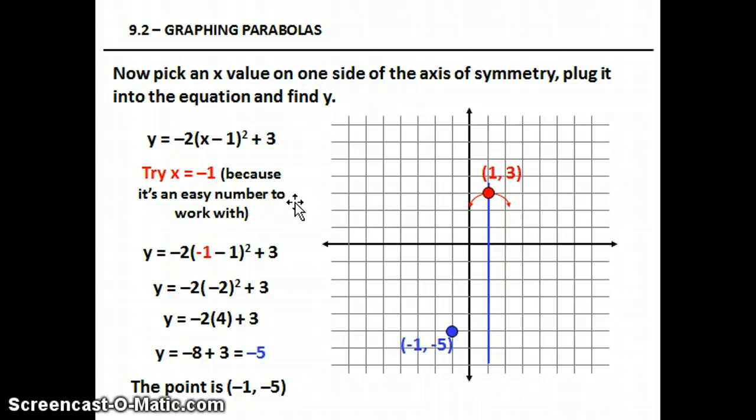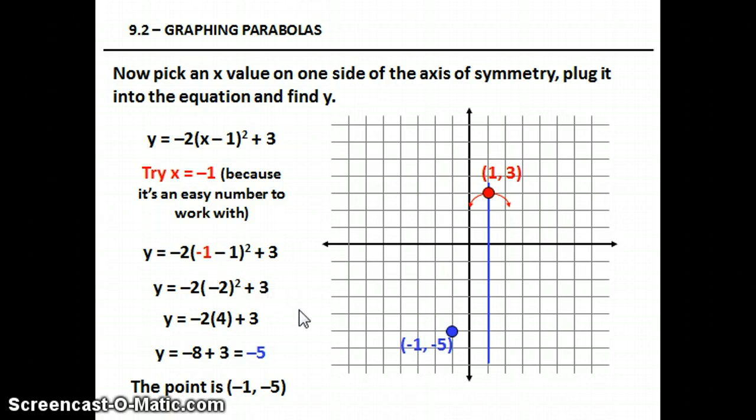Sometimes you can't do that. Sometimes, if your vertex is way over here, you won't be able to pick 1 or -1. Pick one about 2 or 3 units away from your vertex. Alright, I'm going to try for this one, -1. It's easy to work with.